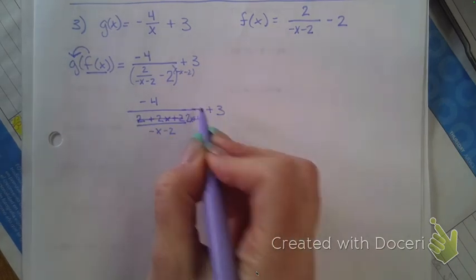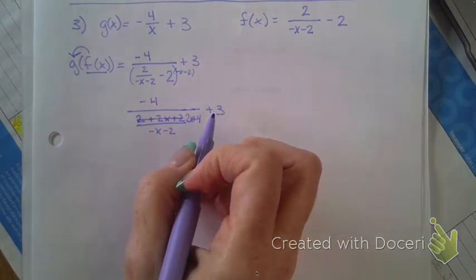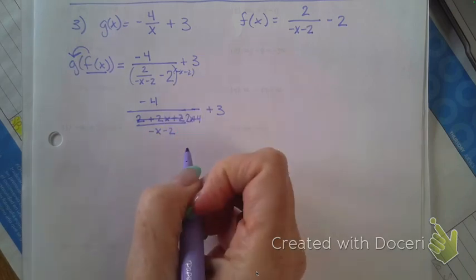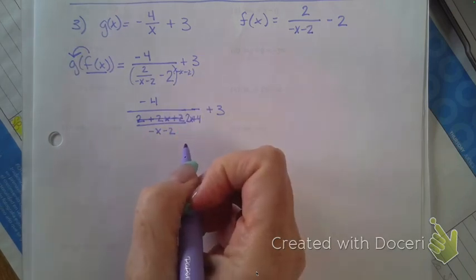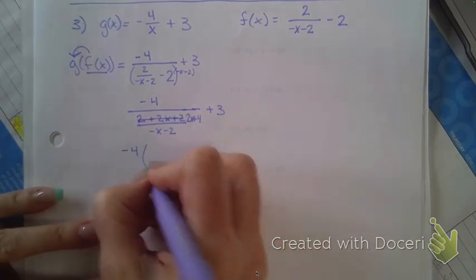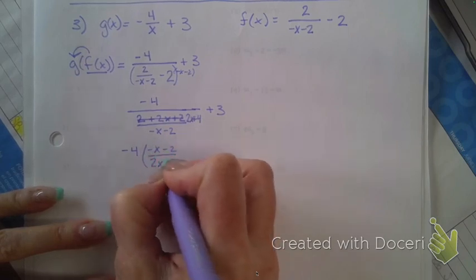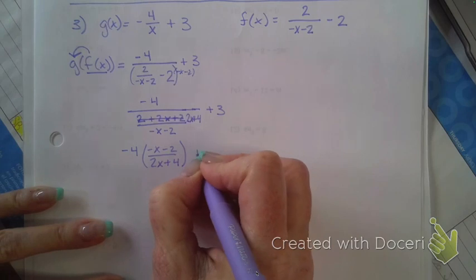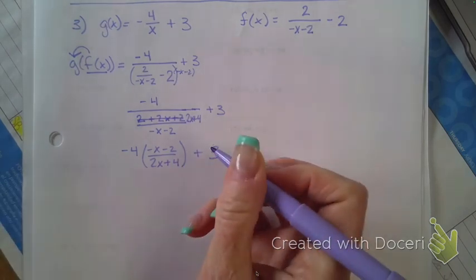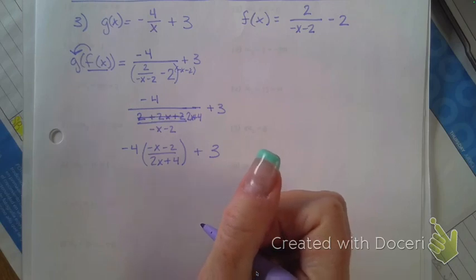Okay, so when I divide by a fraction, I do what? Multiply by the reciprocal. So I have negative 4 times negative x minus 2 over 2x plus 4, plus 3. What's the little negative x, negative 2 right next to it?